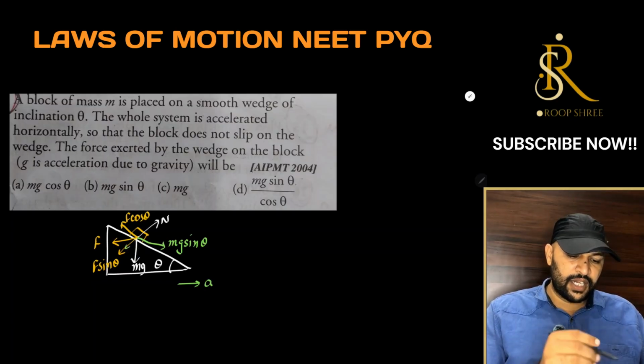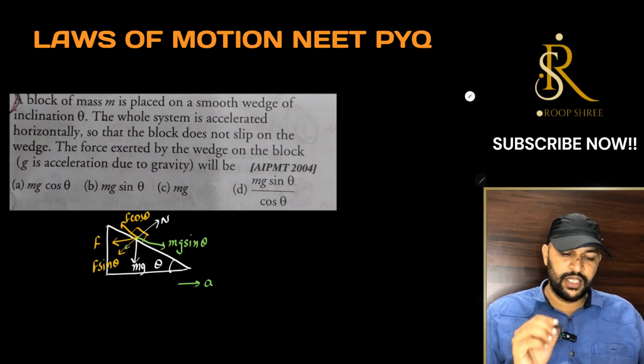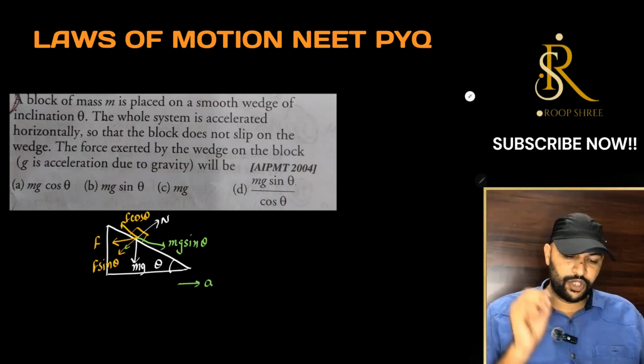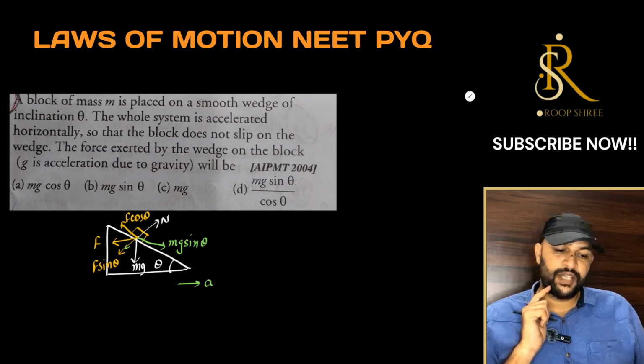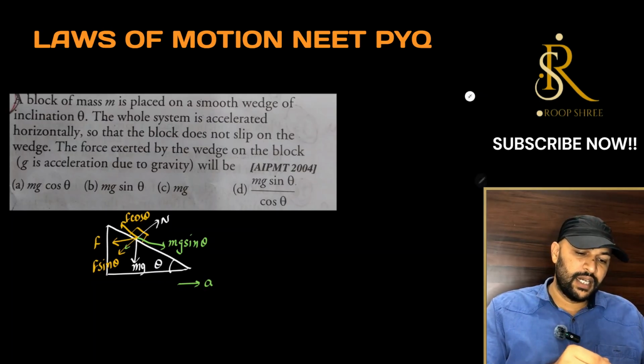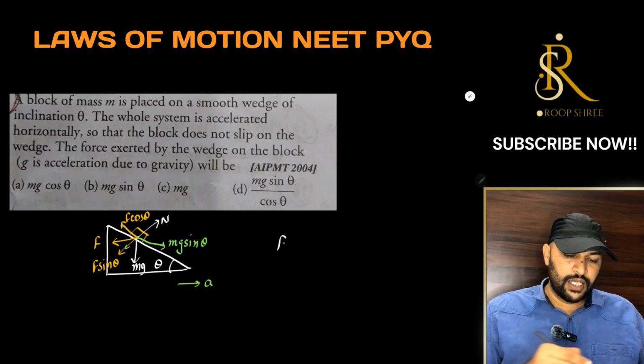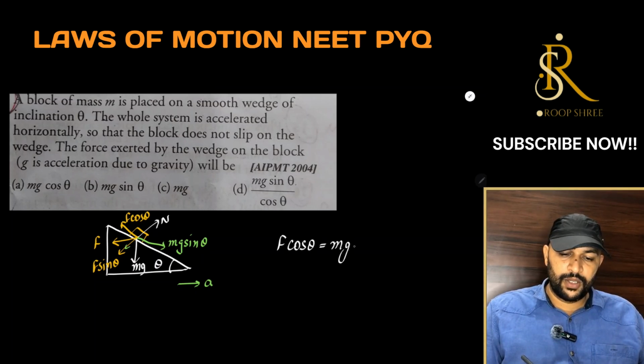And in this same direction the weight component will be mg cos theta, right, mg cos theta. But what they are asking is the force value, the force exerted by the wedge on the block, so that it's not slipping down. So here F cos theta must be equal to mg sin theta.